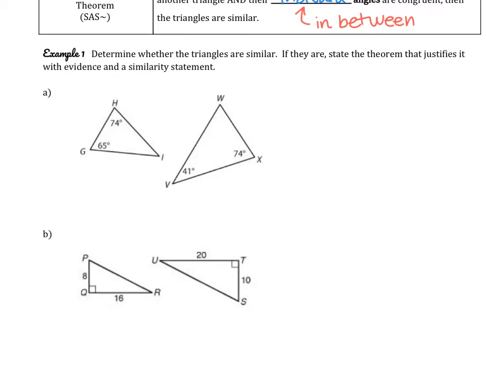Okay, so let's look at this first one. Here I can see that I have one set of congruent angles, and I know the second angle, so we can use the triangle sum theorem to help us find those third angles. So let's set up a little equation. We can say 65 degrees plus 74 degrees plus angle I should equal 180 degrees. So that means that angle I is equal to 41 degrees.